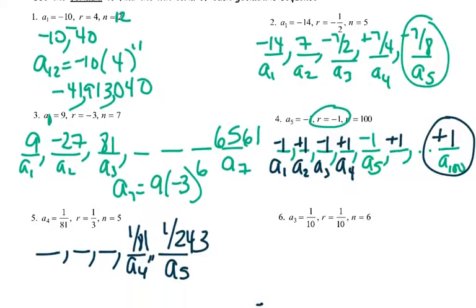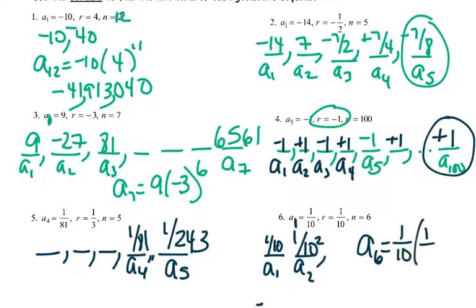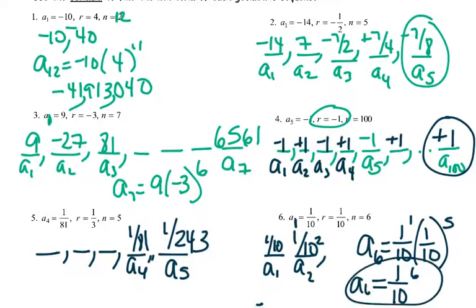Here, again, I'm going to make this the first term. Most of the time it is the first term that we give you. The first term is 1/10. Common ratio is 1/10. So this is going to be 1 over 10 squared, 1 over 10 cubed, etc. If I want to find the sixth term, it would be the first term times the common ratio to the n minus 1. So actually that's going to be 1/10 to the sixth power. And it's fine to leave that like that.